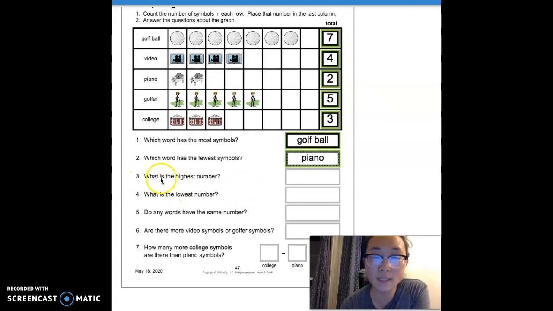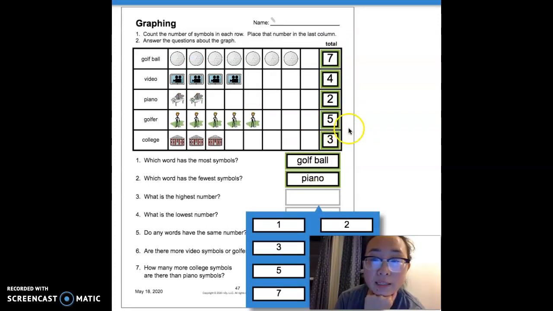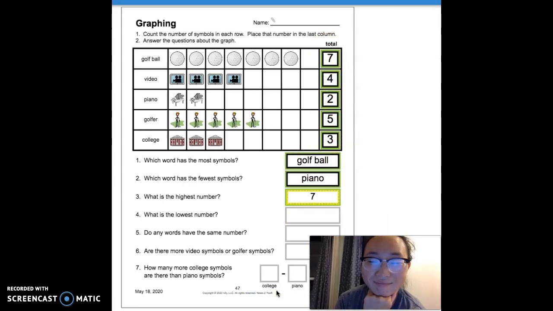Number 3. Let me scroll up a little bit so when we answer it, we'll see. Number 3. What is the highest number? So out of these, we have 7, 4, 2, 5, and 3. Which number is the highest? The number that is the highest is 7.